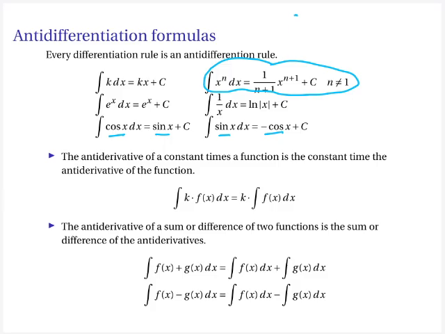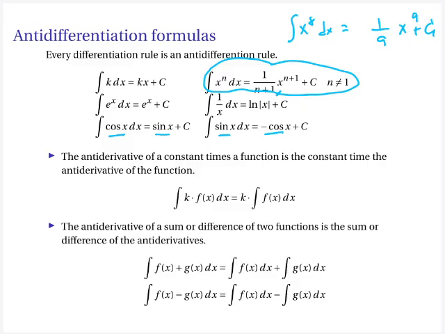So if you want to, for example, say who has a derivative of x to the 8th, it's going to be some kind of x to the 9th. Don't forget the plus capital C. But x to the ninth itself would give you a derivative of 9x to the eighth. That's not what you want. So you say 1/9 x to the ninth. So that explains the 1 over n plus 1.